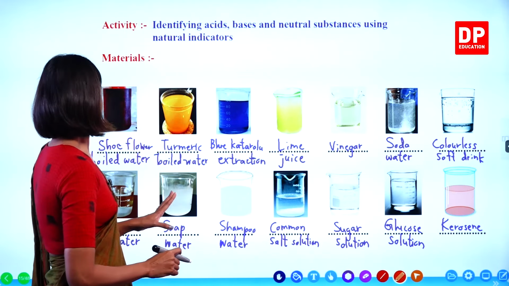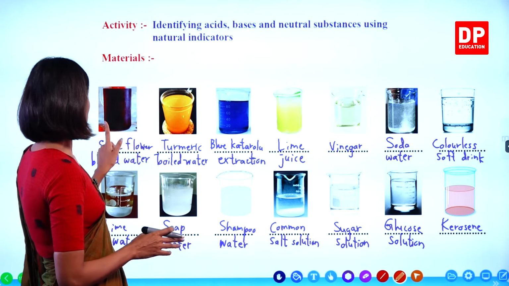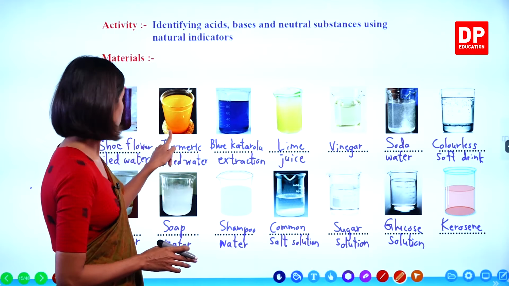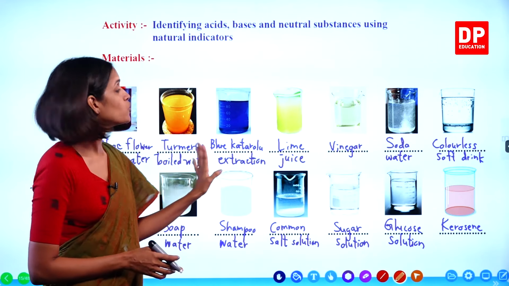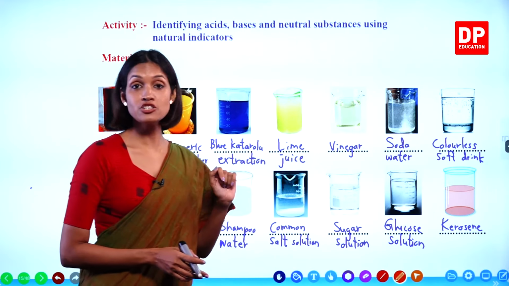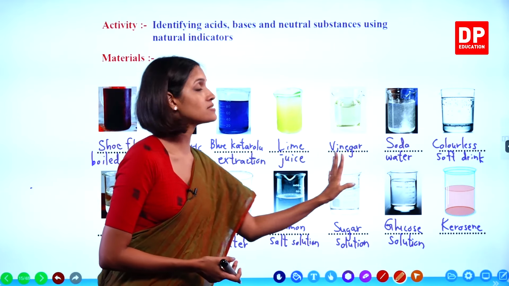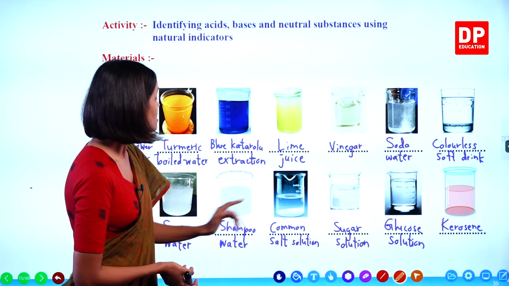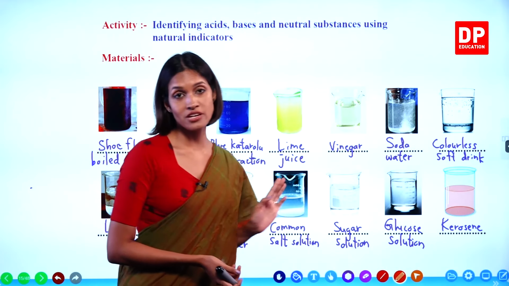Okay, children. So as the natural indicators, we are going to use shoe flower boiled water, turmeric boiled water and blue Cattarallu extraction. And as our acids, we are going to use lime juice, vinegar, soda water and colorless soft drink. And as our bases, we are going to use lime water, soap water and shampoo water. And finally, as our neutral substances, what are we going to use? Common salt solution, sugar solution, glucose solution and kerosene.